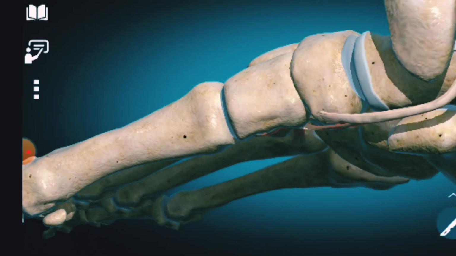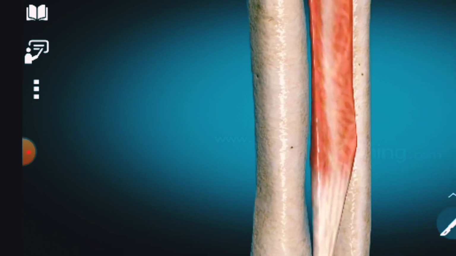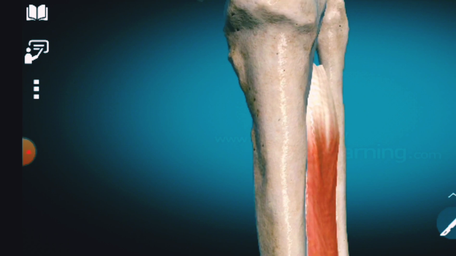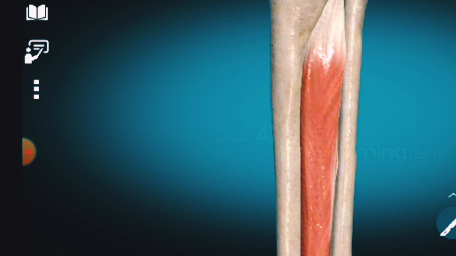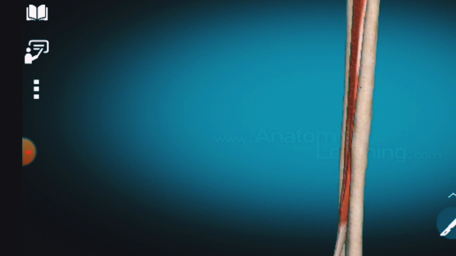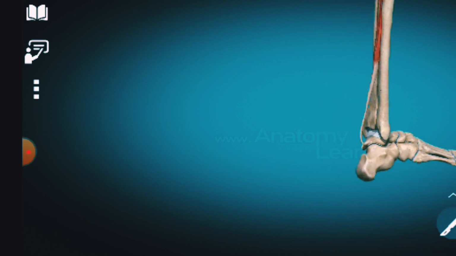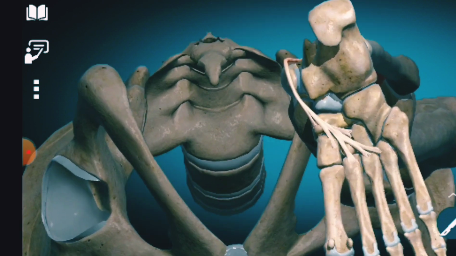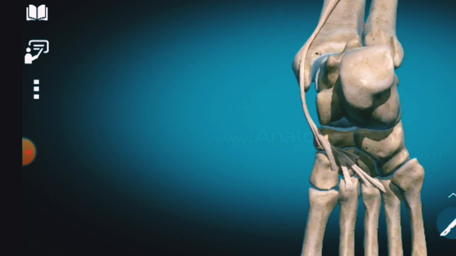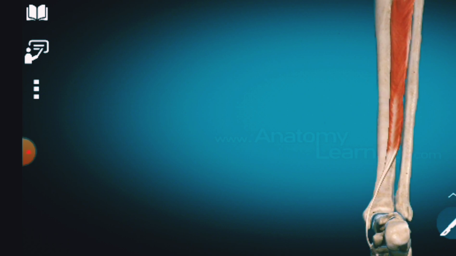Origin: it originates from the posterior tibia below the soleal line, interosseous membrane, and the proximal half of the posterior fibula. And then it inserts onto the tubercle of the navicular bone, all the cuneiforms, cuboid, and then the bases of the second to fourth metatarsals, the plantar bases actually. So that is the tibialis posterior. Next muscle.